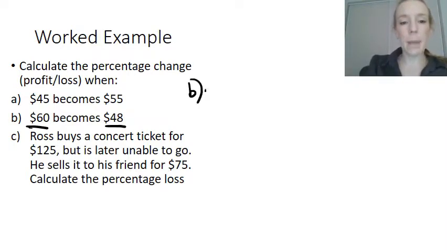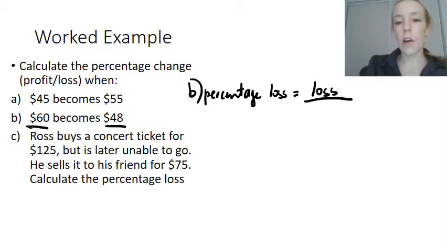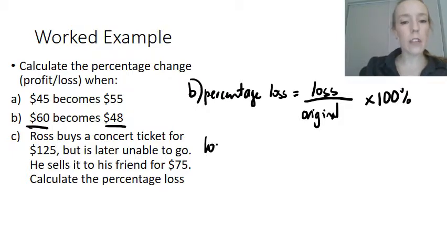So for B, it's our percentage loss. So our percentage loss is our loss over our original times 100%. Okay, so our loss is going to be equal to our bigger number, take our smaller number again. So it's $60, take $48.